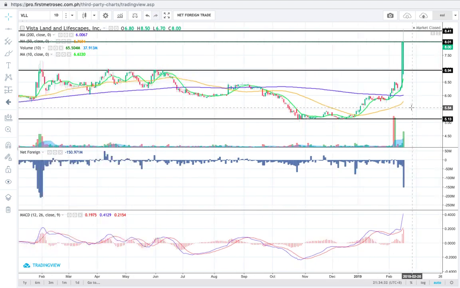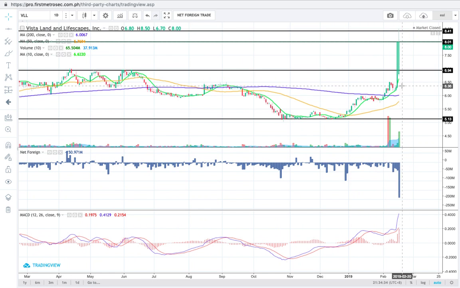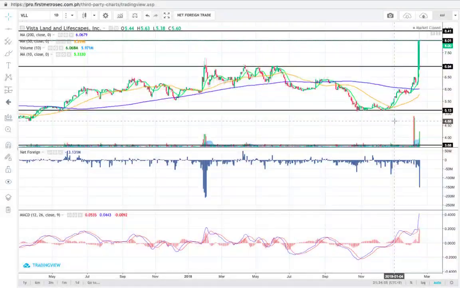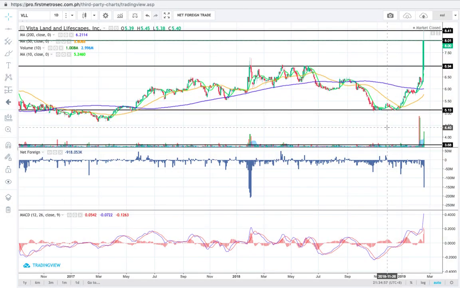Okay, this price is still moving above the 10-day simple moving average. Nonetheless, I would say that I prefer seeing this blue line, which is the 200-day simple moving average, to be moving below this yellow-orange line, which is the 50-day simple moving average. If and when that happens, then I would say that VLL is back on track when it comes to being bullish, both in the short term and long term horizon.